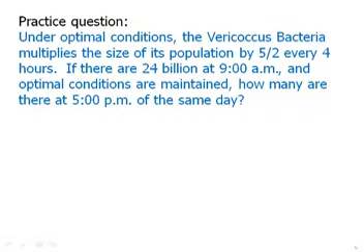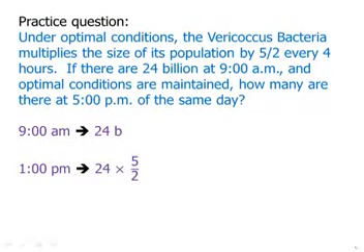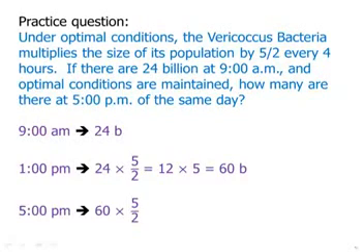So we're going to step 4 hours at a time. So we're going to start at 9 a.m. We're going to 24 billion. 4 hours later, we multiply 24 by 5 halves. Well, canceling the half, we get 12 times 5, that's 60. Then 4 hours later, we're at 5 p.m. 60 divided by 2 is 30. So that will be 150 billion. So at 5 p.m. of the same day, there are 150 billion of these bacteria.